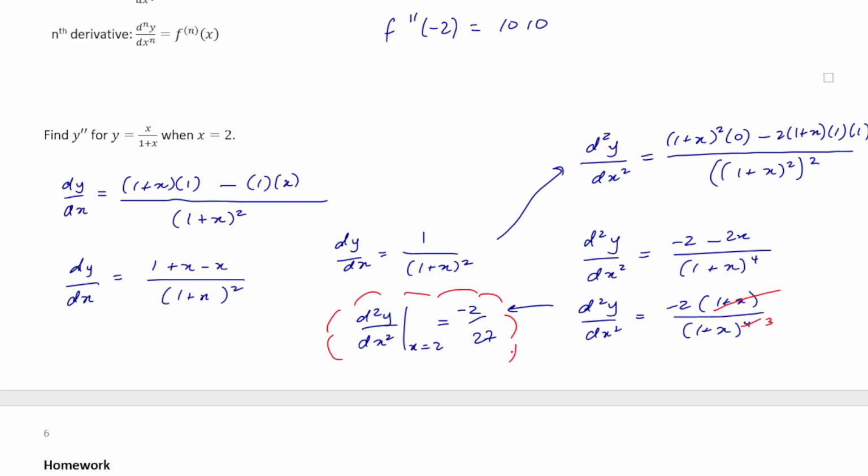Okay, so that's essentially it for higher order derivatives. It's really just a matter of taking the derivative of the derivative, and you keep going if you have to go even further to higher orders.